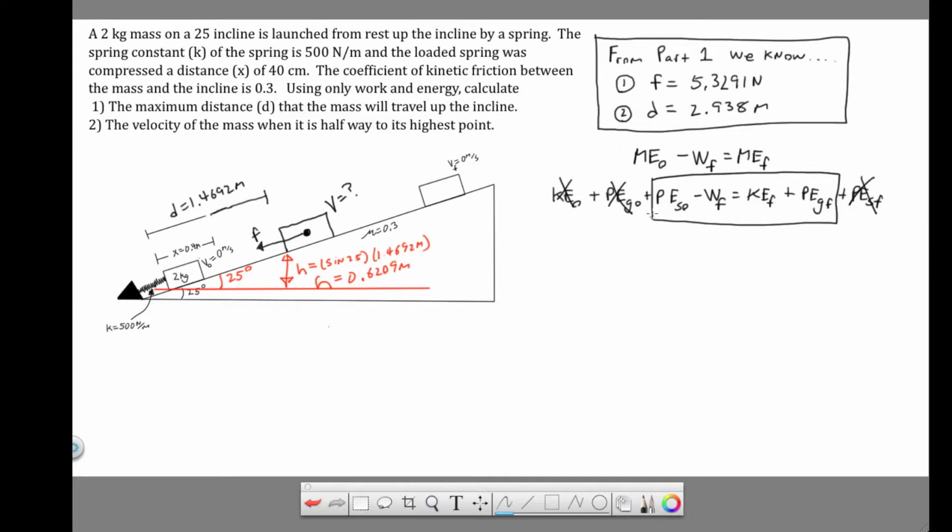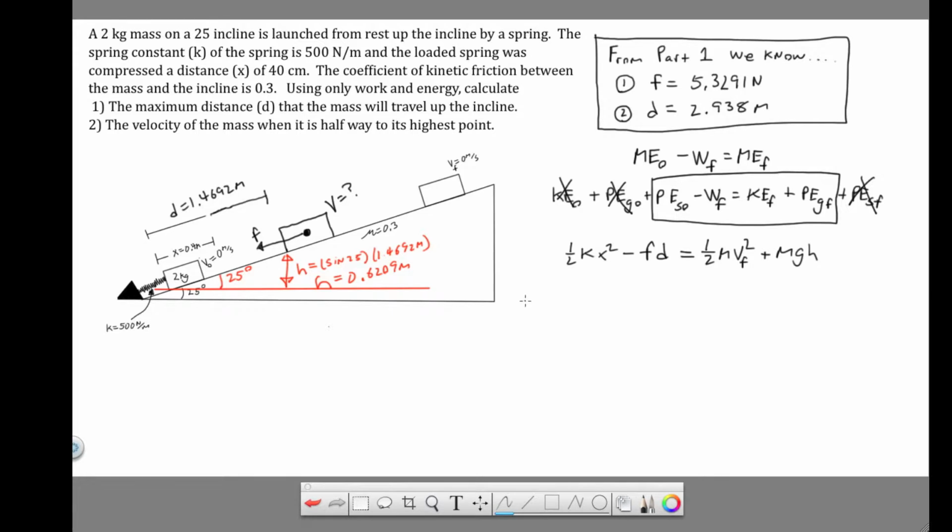So what we do is we plug in the formulas. So potential energy of spring is 1/2 kx squared. Friction, the work of friction is friction times distance, and we have both of those. Our new distance is 1.4692, and we found the frictional force in part 1. And then this is equal to kinetic final, which is 1/2 mv final squared, and then potential of gravity is mgh. So at this point, the only thing that we don't know is v final.